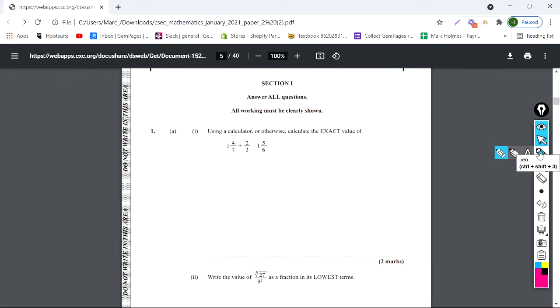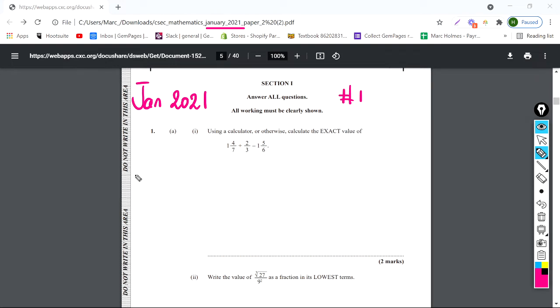Hey guys, what's up? So today we're going to be looking at January 2021, number one. This is the most recent paper for CXC, guys, and we're just going to take our time and do the questions.